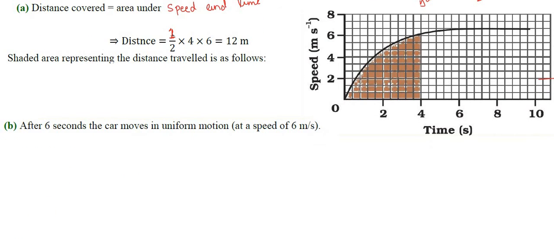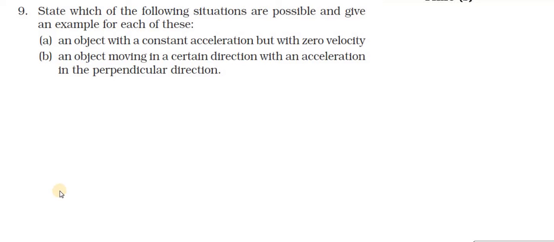Okay, the next question, the ninth one. State which of the following situations are possible and give an example for each. An object with a constant acceleration but with zero velocity. Is constant acceleration possible?